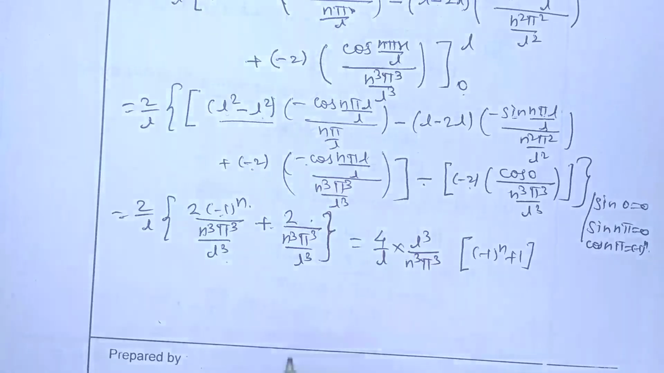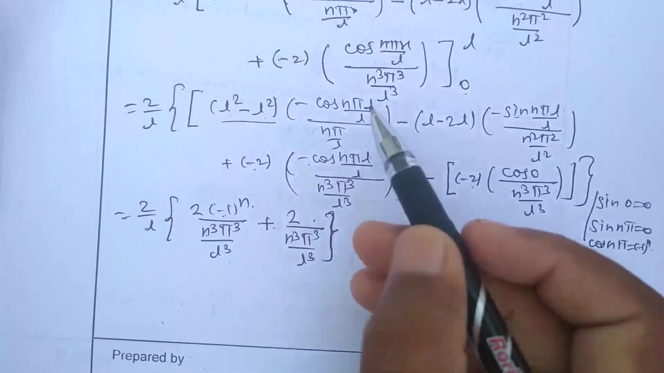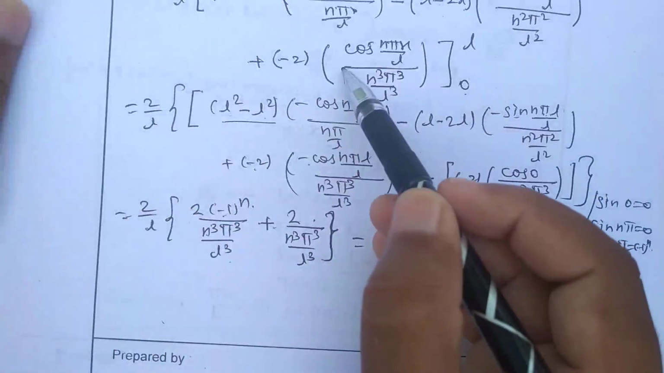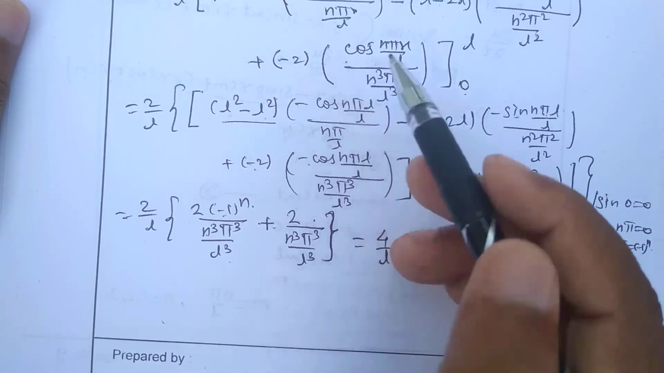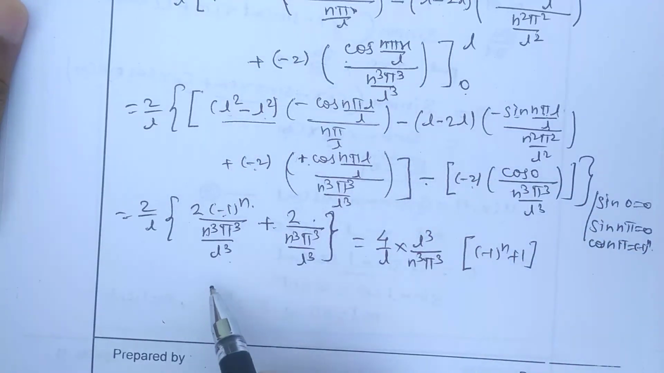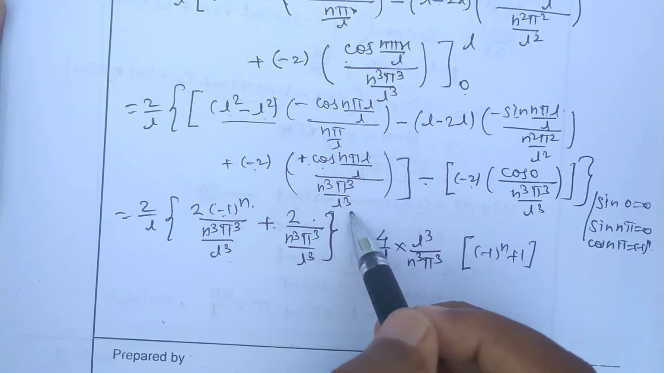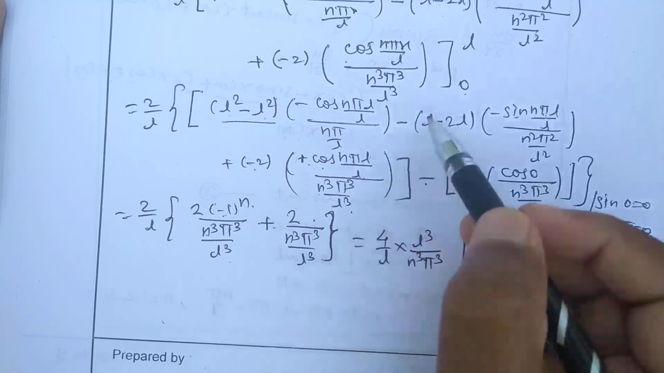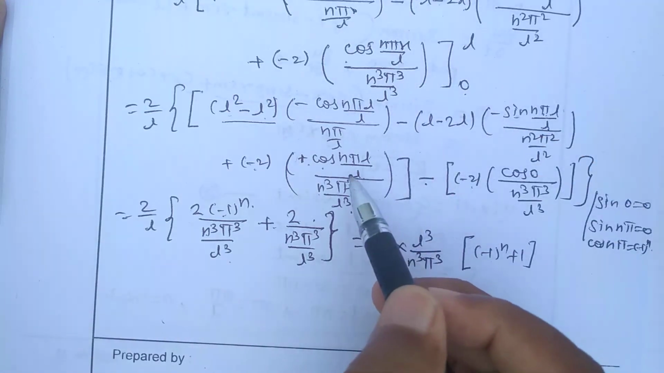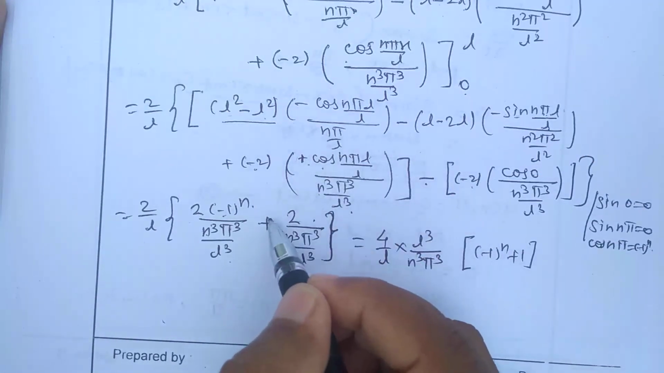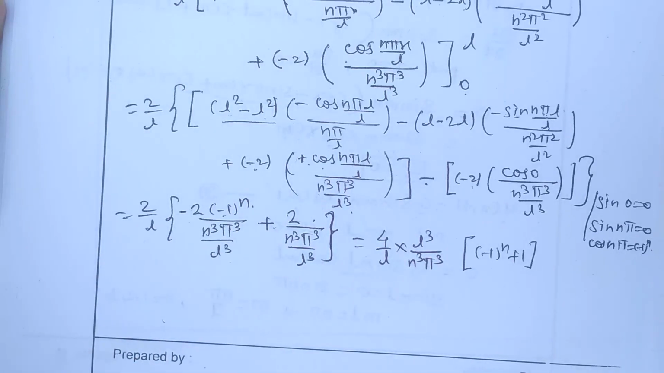See here, we have a mistake in the calculations. This third term is a positive cos function, so you have to take a positive sign here. So this is plus cos n pi x by l upon n cube pi cube by l cube. When you put x is equal to l, this minus 2 term becomes minus 2 into minus 1 raised to n upon n cube pi cube upon l cube. So this term becomes minus.